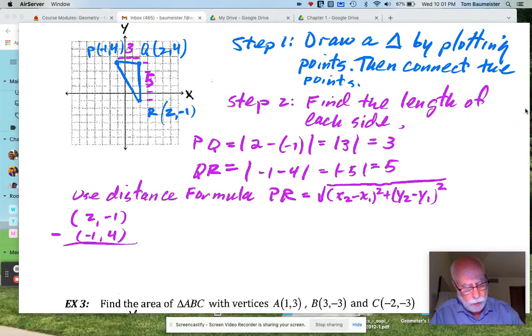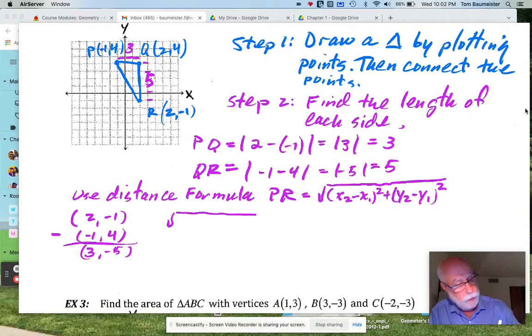And remember, I subtracted those. So 2 minus a negative 1. 2 minus a negative, that's positive. So 2 plus 1, that gives us a 3. And negative 1 minus 4, that gives us a negative 5. So there's our x2 minus x1 and our y2 minus y1.